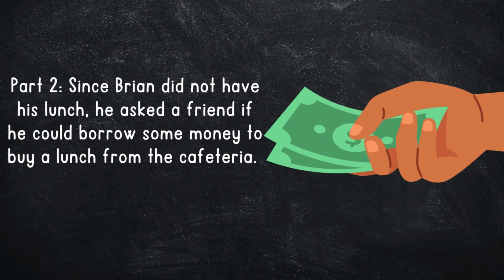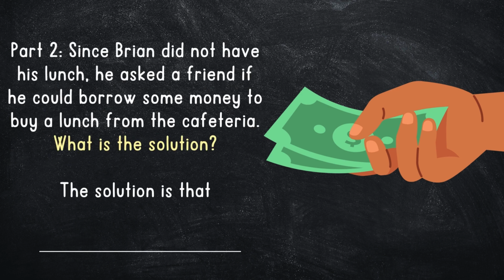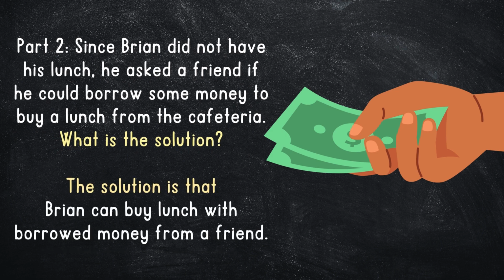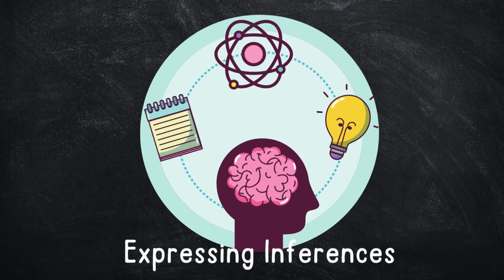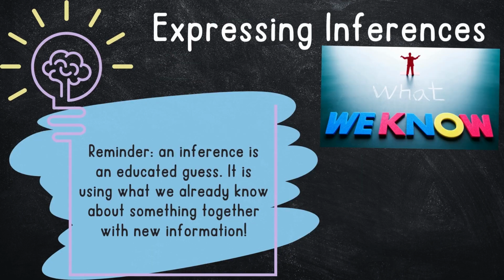Since Brian did not have his lunch, he asked a friend if he could borrow some money to buy a lunch from the cafeteria. What's the solution? Brian can buy a lunch with the borrowed money from a friend. Great job. Now we're going to move into expressing inferences.